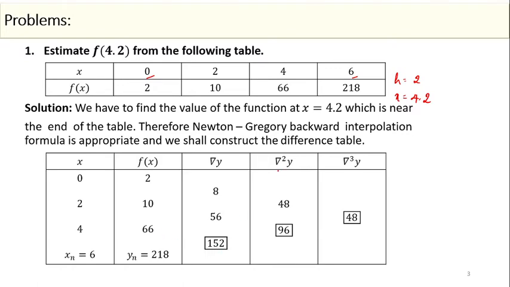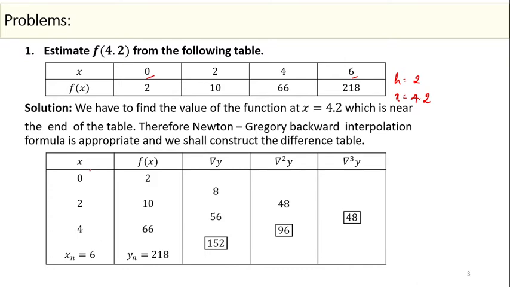Similarly, calculate the values of ∇²y. Again, to find the second differences, we subtract each value of ∇y from its next value. That is, 56 minus 8 is 48, 152 minus 56 is 96. Now, ∇³y is given by 96 minus 48, that is 48.